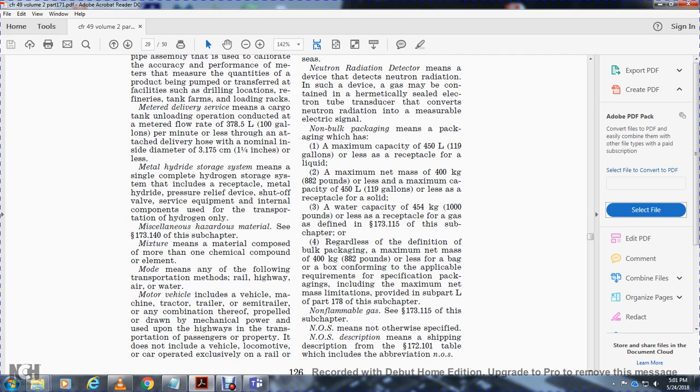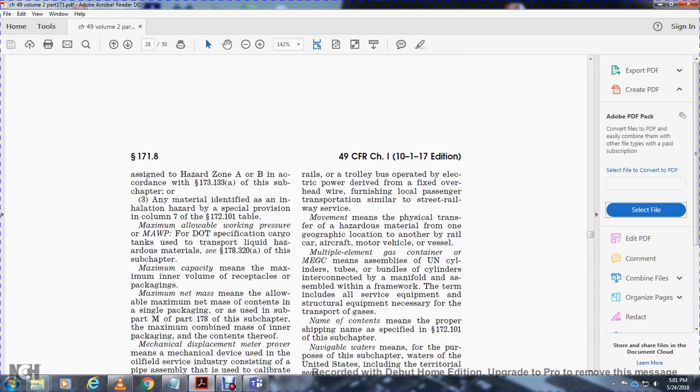Miscellaneous hazardous material, see 173.140 of the subchapter. Mixture means a material containing more than one chemical compound or element. Mode means any of the following transportation methods: railway, highway, air, or water. Motor vehicle includes a vehicle, machine, tractor, trailer, or semitrailer, or any combination thereof, propelled or drawn by mechanical power and used on highways in the transportation of passengers or property. It does not include a vehicle, locomotive, or car operated exclusively on rail or rails, or a trolley bus operated by electric power from a fixed overhead wire, furnishing local passenger transportation similar to street railway service.